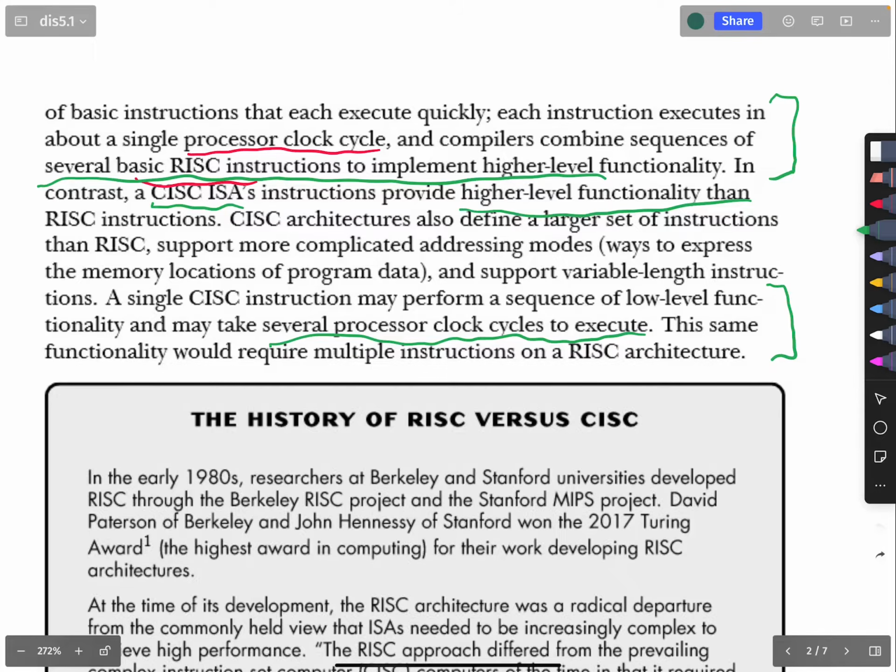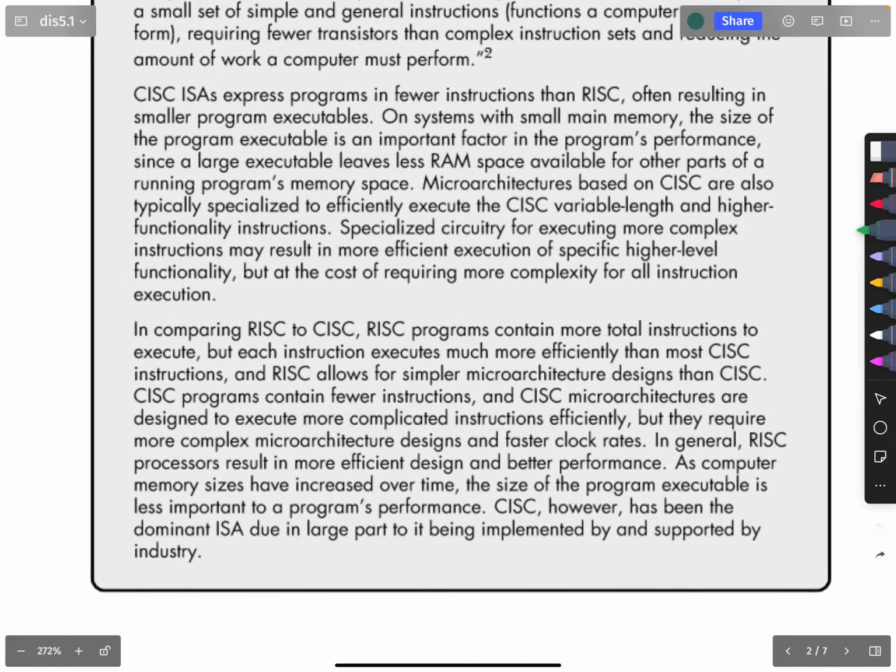And so RISC seems to basically have an instruction, like each of its instructions takes a single pulse of the processor to perform. So if something takes several clock cycles, then RISC would need at least that many instructions for each of the clock cycles. Here's a general history of RISC and CISC.